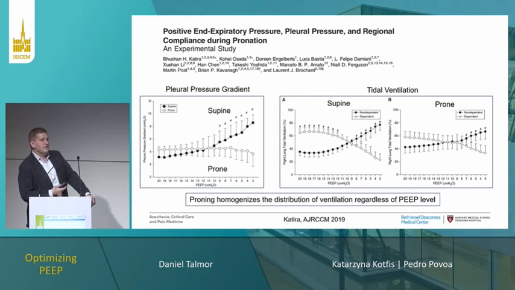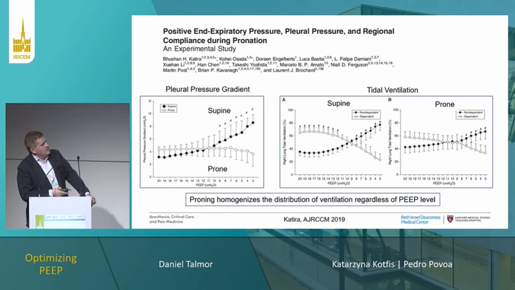So the distribution of air in the lung becomes more homogeneous due to those changes in chest wall compliance. And you can see the same during tidal ventilation. So this is the non-dependent and the dependent areas of the lung in the supine position, okay? And you can see there's a real difference in the distribution of ventilation at any level of PEEP during supine positioning. That seems to disappear in the prone positioning.